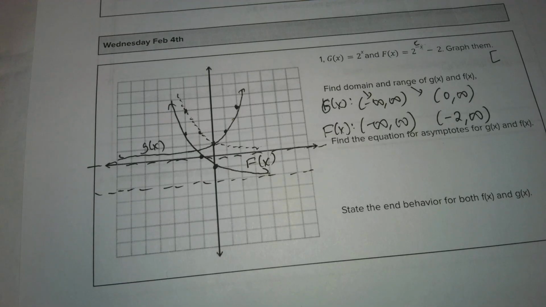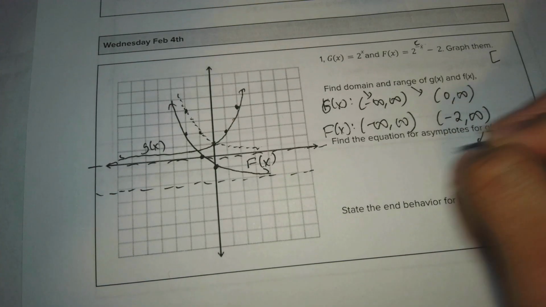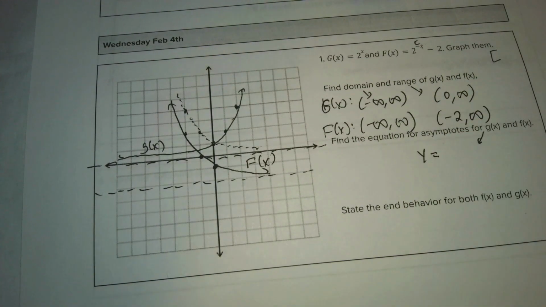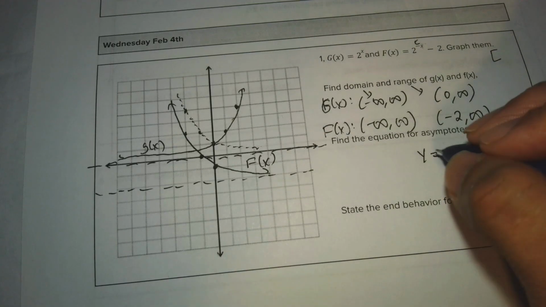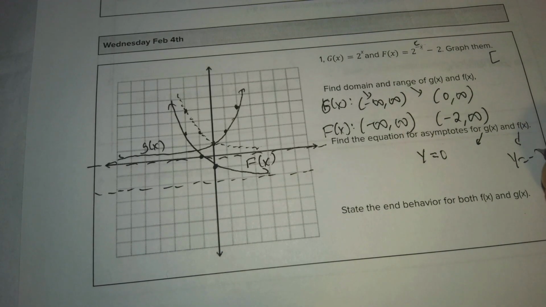Now find the equation for asymptotes for g of x and f of x. Since it's a horizontal asymptote, it's gonna be y equals something. The first one is y equals 0, right? And now because it got shifted down 2, my asymptote changes and it becomes y equals -2.